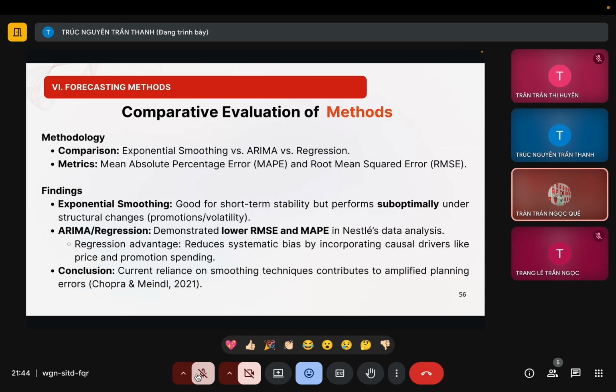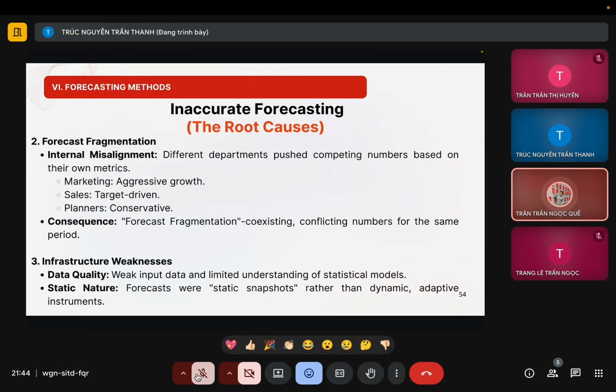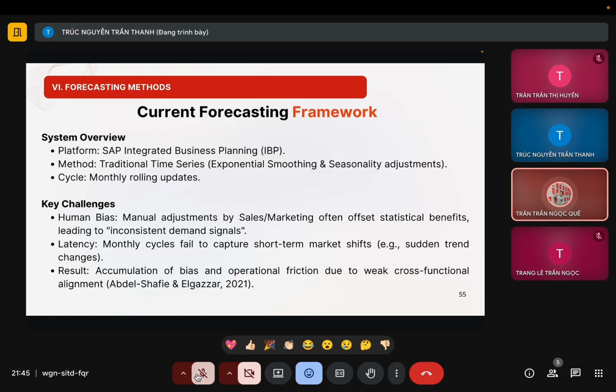Let's look at why their forecasting failed before 2014. They relied too much on human judgment. 80% of forecasts were manual, while only 20% used data. This caused a huge bias. Teams couldn't agree on the number. Also, the old tools were too slow to keep up with the market.